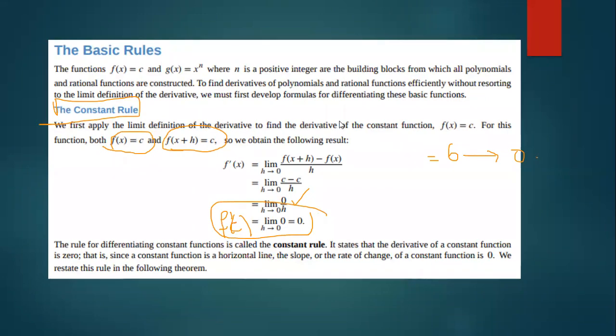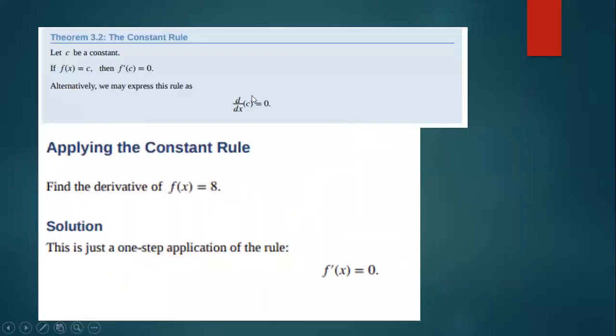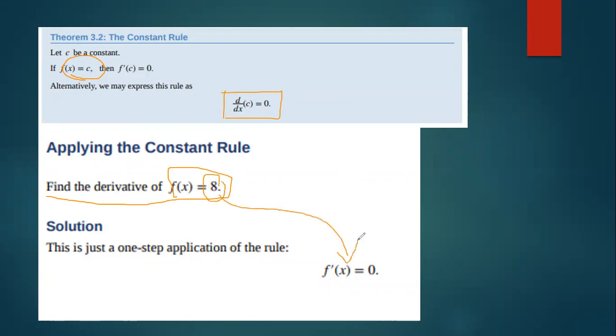This is the first rule. This is known as the basic rule. This will be elaborated again: if there is f(x) equal to a constant value, then the derivative of a constant value is always equal to 0. Let us say we find the derivative of f(x) equals 8. There is no variable. This is a constant. So constant values have the derivative equal to 0.